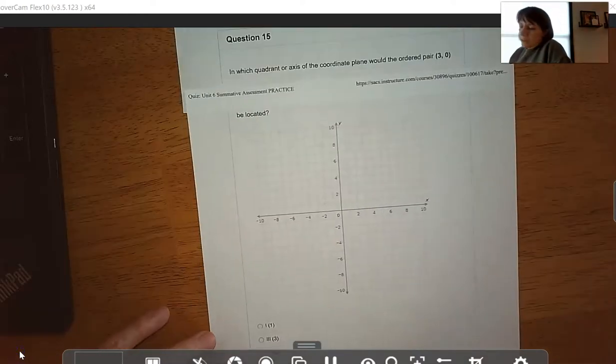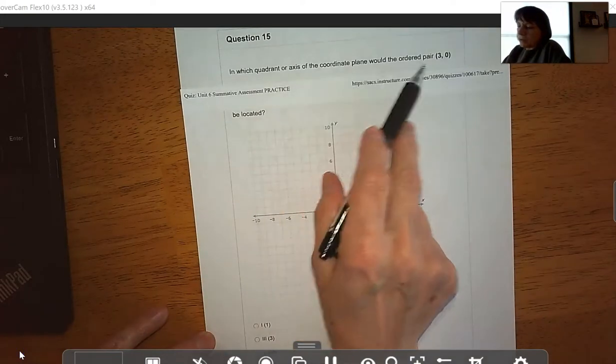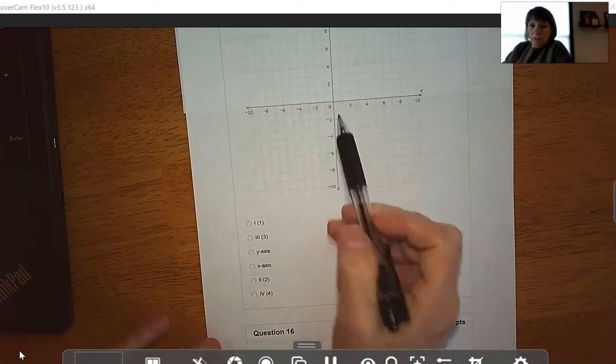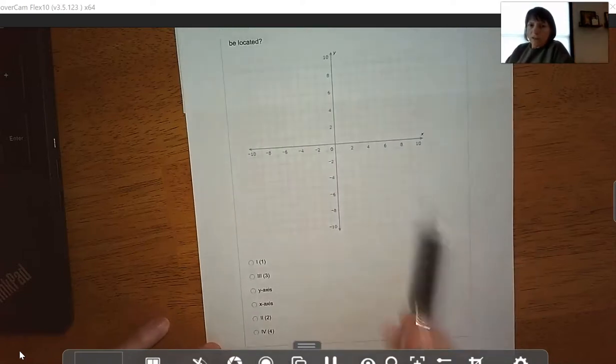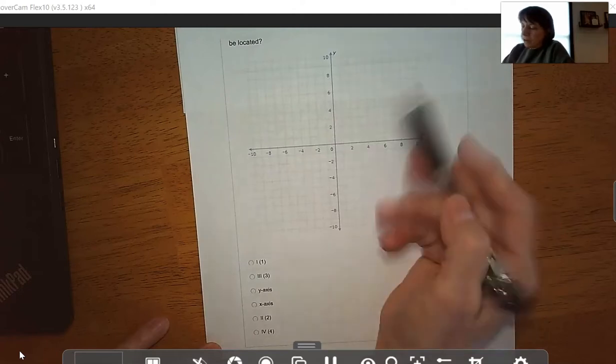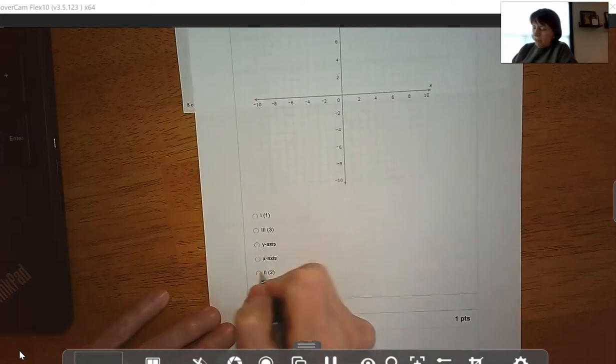Number 15 is the same question. In which quadrant or axis of the coordinate plane would the ordered pair 3, 0 fall? So we're going to look, when we want to graph 3, 0, we start at the origin. And we always go right to left first, so we would be over 3. And then 0, we don't go up or down at all. So that's going to fall right on the x-axis. So we would choose x-axis.